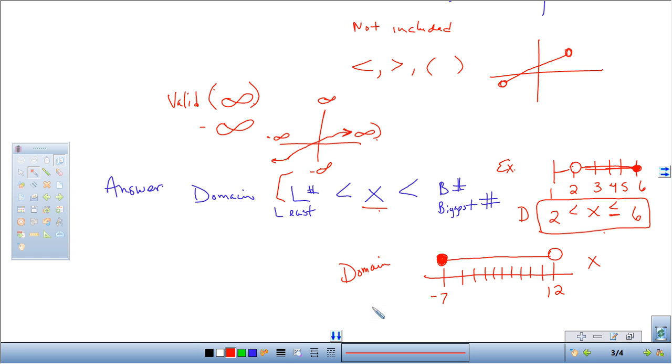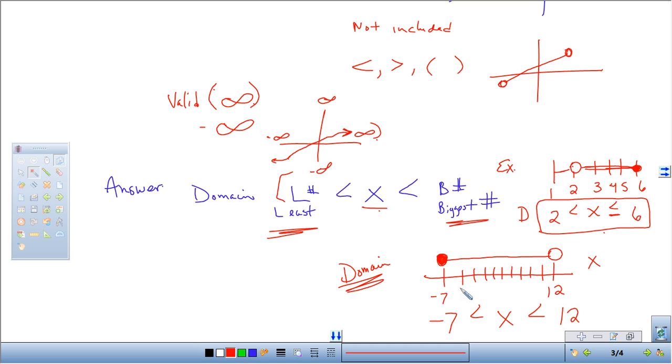Now, the rule is, in my opinion, it's just always the least number to the biggest number. What's my least number here? Negative 7. So I would go negative 7. Since it's asking about x, put your x here. The biggest number would be 12. Put this one and this one, and you're almost done. Just double check the endpoints now.